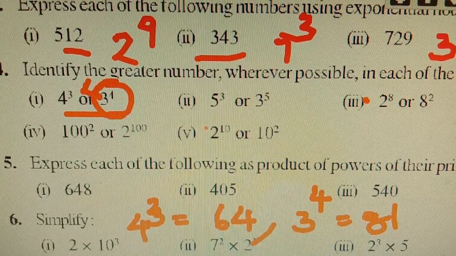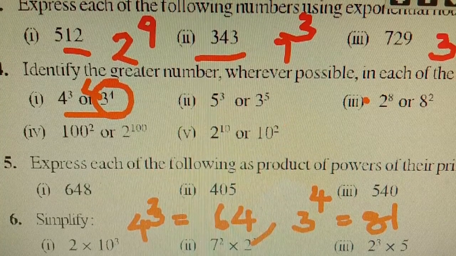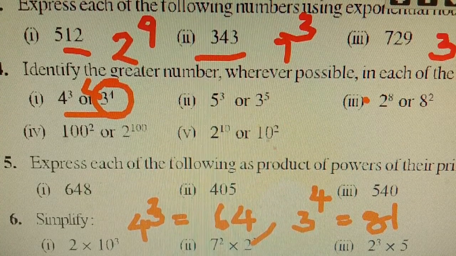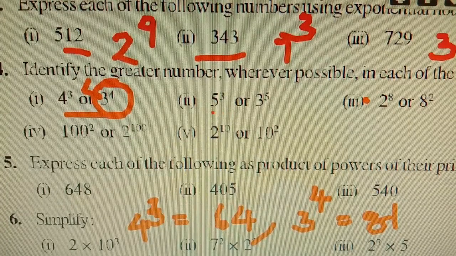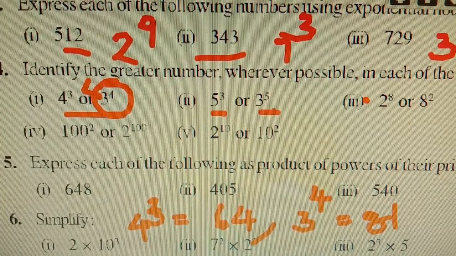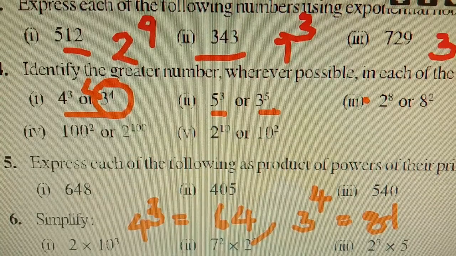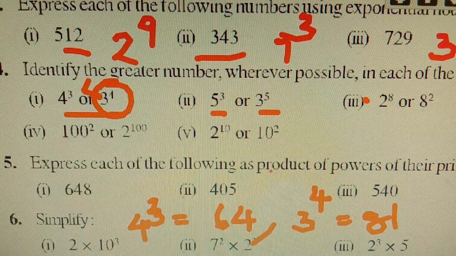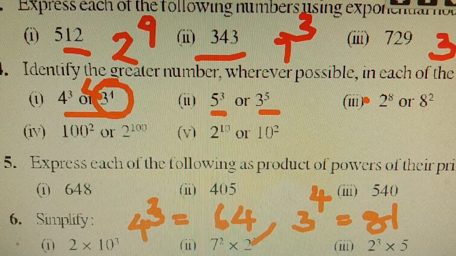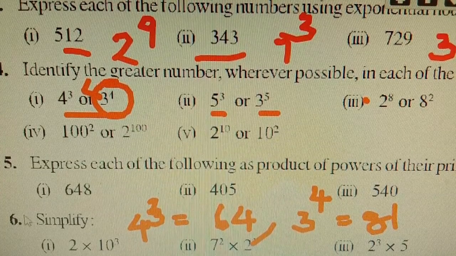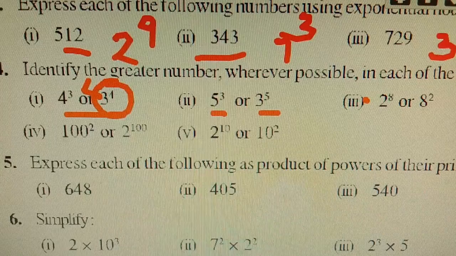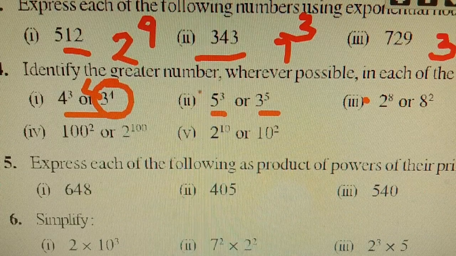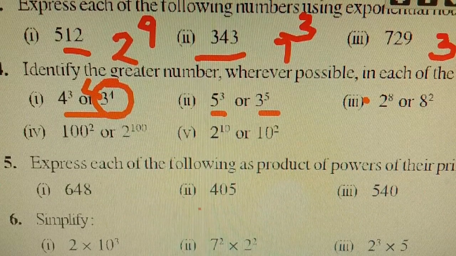Okay, the same way we can find which is greater in each of these cases. Next one, 5 to the power 3 and 3 to the power 5. Okay, 5 to the power 3 means 125, and 3 to the power 5 means, now we see 3 to the power 4 is 81. So 3 to the power 5 is 81 times 3.